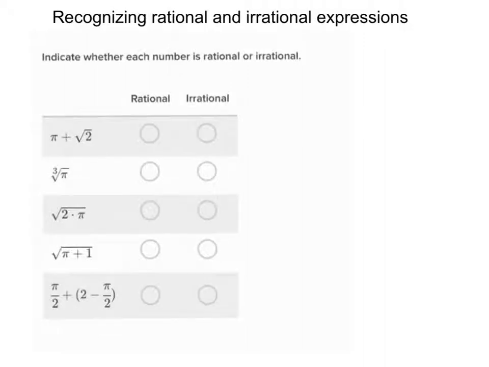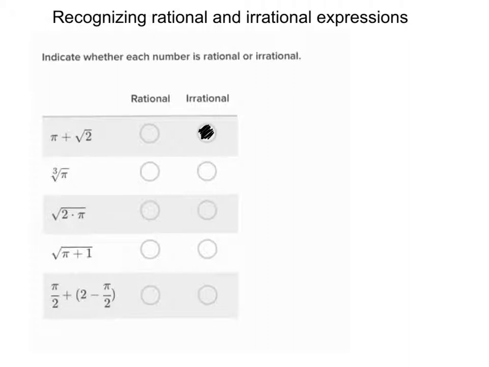All right, so today we want to be able to recognize rational and irrational expressions. So let's look at each of these expressions. It says here, indicate whether each number is rational or irrational. Now we know already that the square root of 2 is irrational, and we know that pi is irrational, so if you add them up, you're still going to have an irrational.